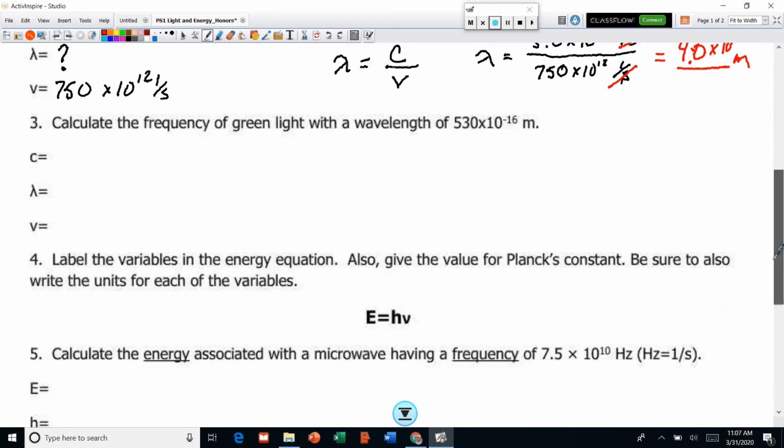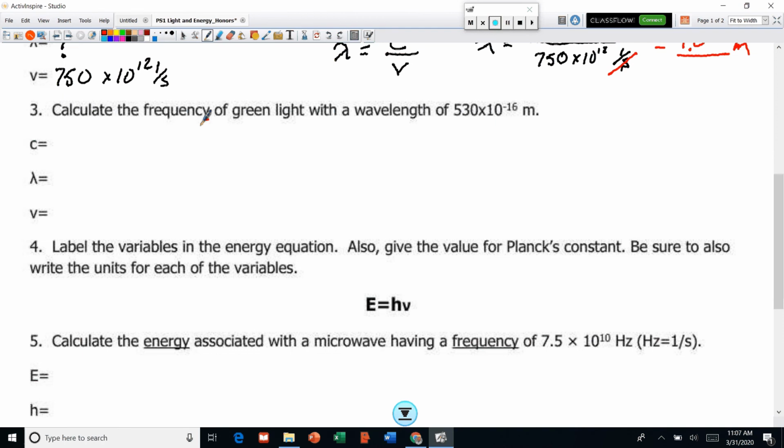All right, setting this one up, it says calculate the frequency. So this time we want to know frequency. Again, C is always 3.0 times 10 to the 8th meters per second. This time we have the wavelength of 530 times 10 to the negative 16 meters.